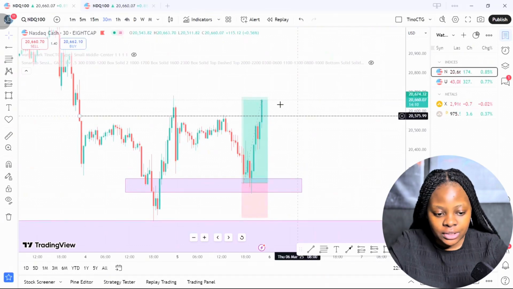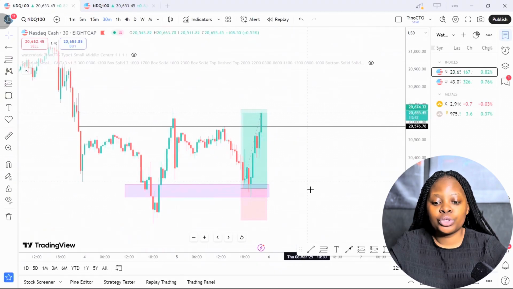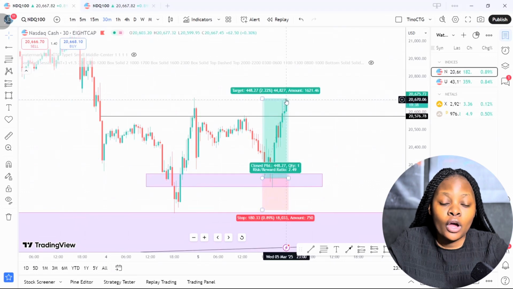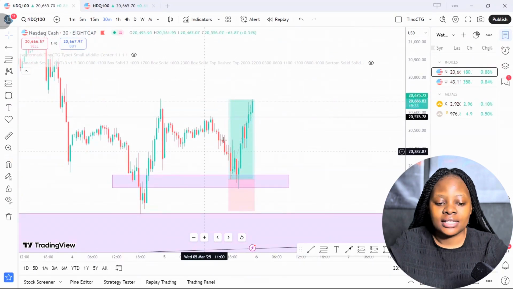Let's look at US30. You can see that it is following the exact same thing. It looks like it might even push higher. The momentum is really crazy, but we are going to secure profits here because, you know, we are trading in an era of tariffs and uncertainty in the market.